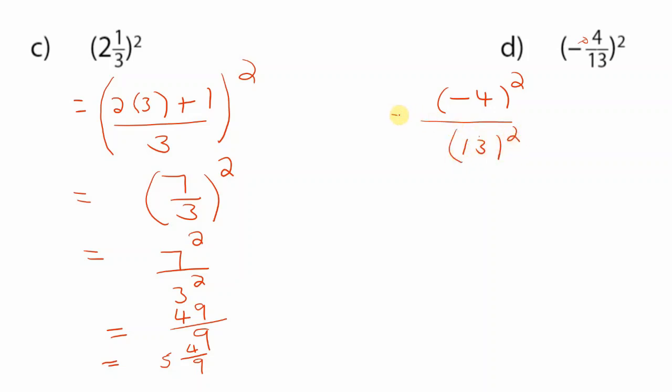So I separate it. So now negative 4 times negative 4, negative times a negative is a positive. 4 times 4 is 16. And 13 times 13 is 169. And I believe this is in simplest form. We won't find anything that goes into both the numerator and the denominator.